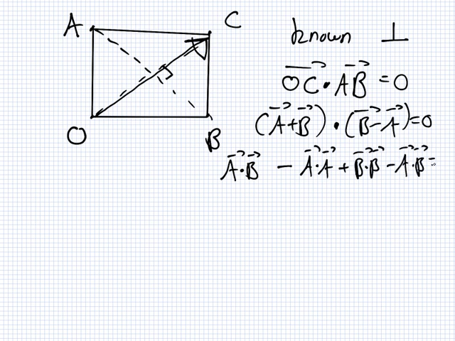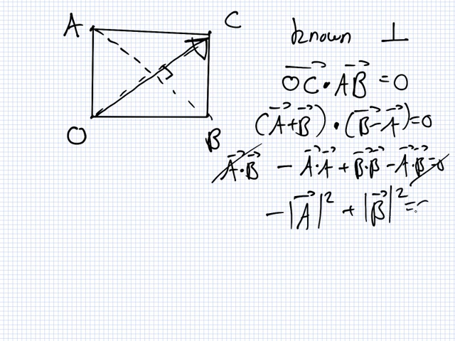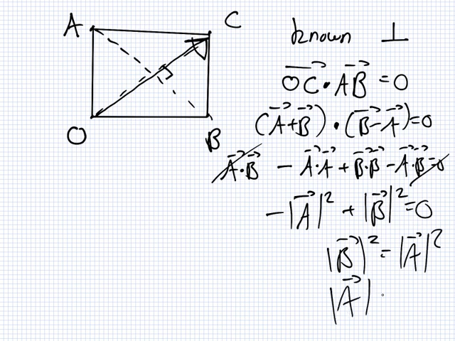AB cancels. And what's A dot A? A squared. And this one? Magnitude of B squared. So magnitude of B squared equals magnitude of A squared. So the magnitude of A equals the magnitude of B. These are the same lengths. Nice.